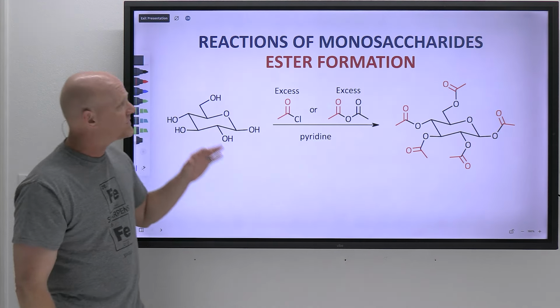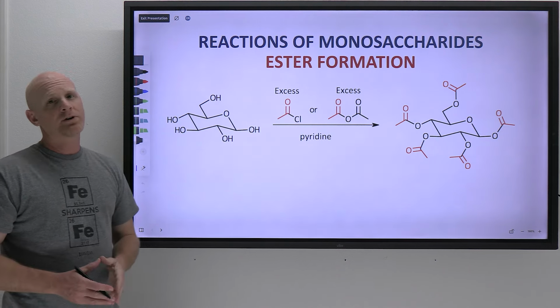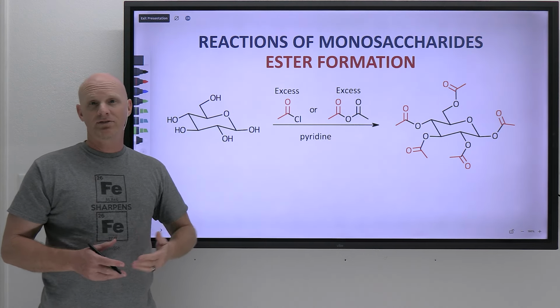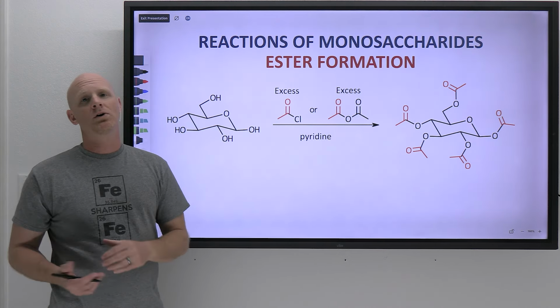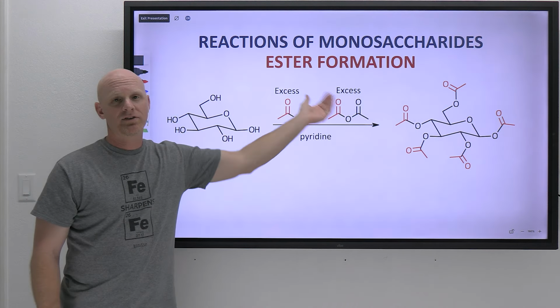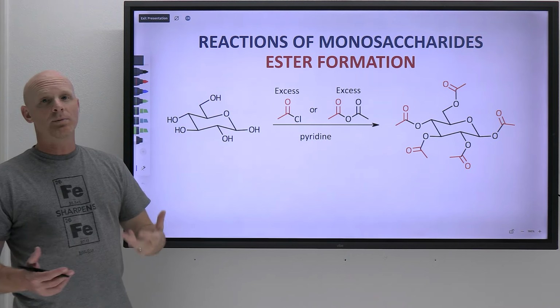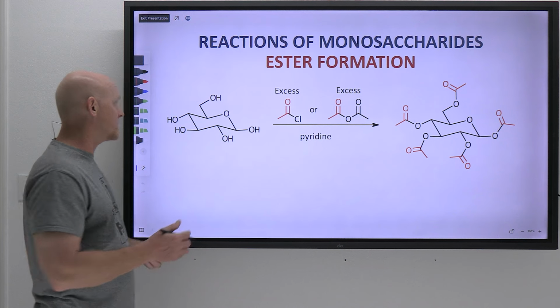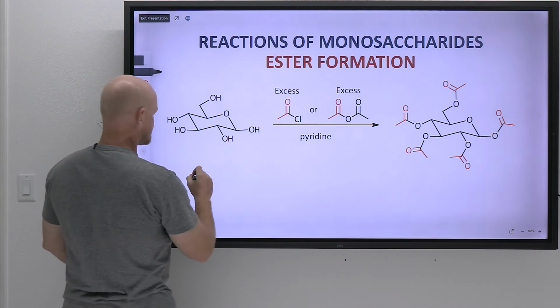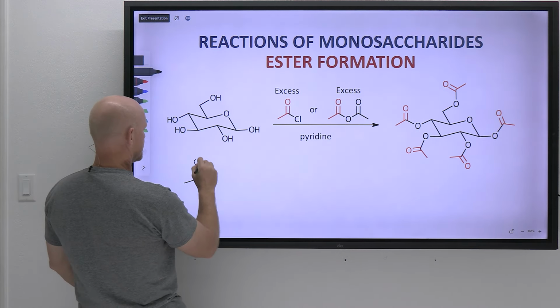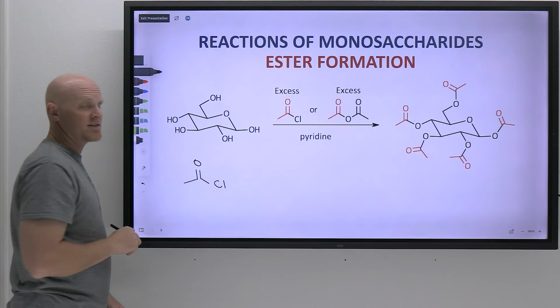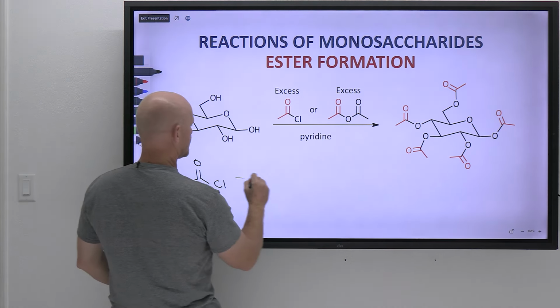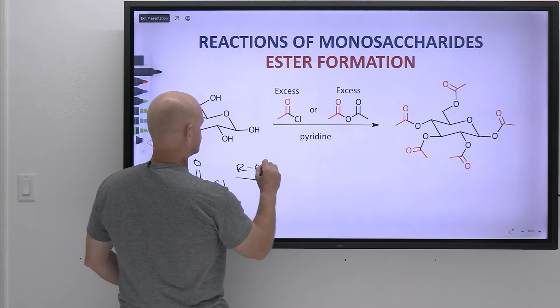So we'll start here with ester formation, and we learned it earlier in the chapter on carboxylic acids and derivatives that when you react an alcohol with an acid chloride or an acid anhydride, you can form an ester, and that's exactly what we're doing here. Earlier we looked at this more usually from the perspective of the acid chloride. So we can add any kind of alcohol here.